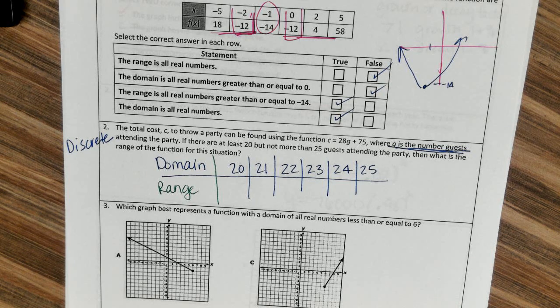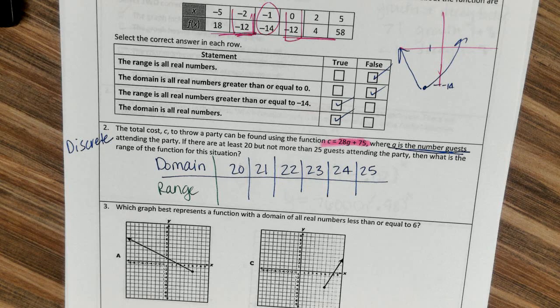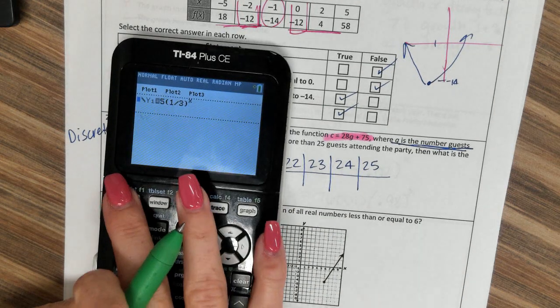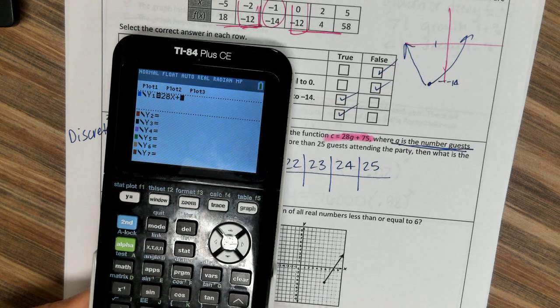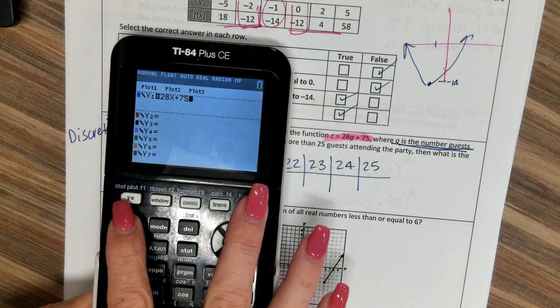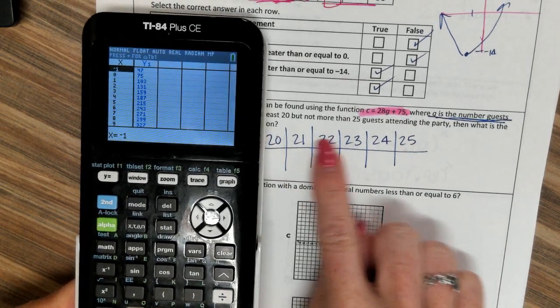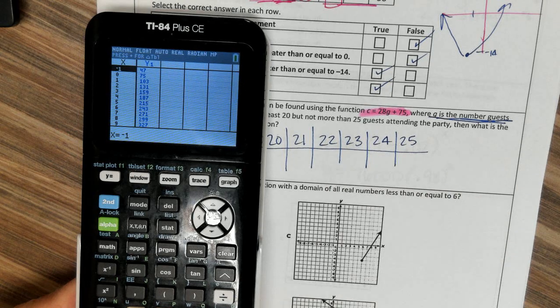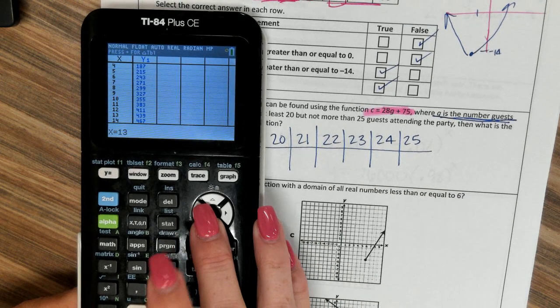What did they already give me? The equation. So where can I go to put the equation in? Y equals. So I'm going to go to Y equals and type in 28x plus 75. I'm going to go to my table, and I am looking for the y's for these x's, because that's what the domain has to be. So the y's have to be whatever the value is that goes with that x.